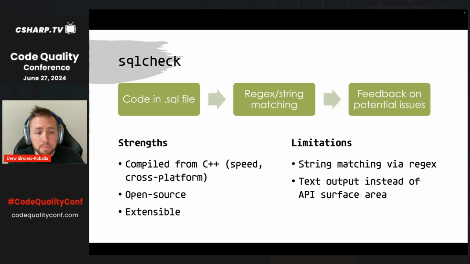The other limitation that I want to point out with SqlCheck is that it's outputting text output. Unless you parse that text output, you can't necessarily do anything with it inside of a CI check for when you open up a PR. So instead of having an API surface area, it does text output. This makes it really easy to pick up and start using, but it does present some limitations as your environment gets more tricky.